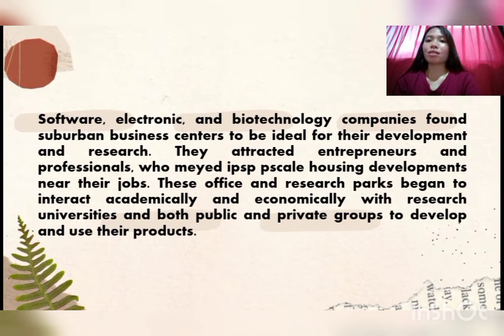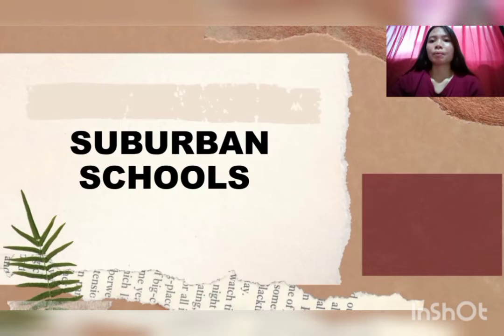Software, electronic, and biotechnology companies found suburban business centers to be ideal for their development and research. They attracted entrepreneurs and professionals who made large-scale housing developments near their jobs. These office and research parks began to interact academically and economically with research universities and both public and private groups to develop and use their products. Silicon Valley, south of San Francisco, is the center of much of the US high-tech industry and an example of a suburban business and research complex.